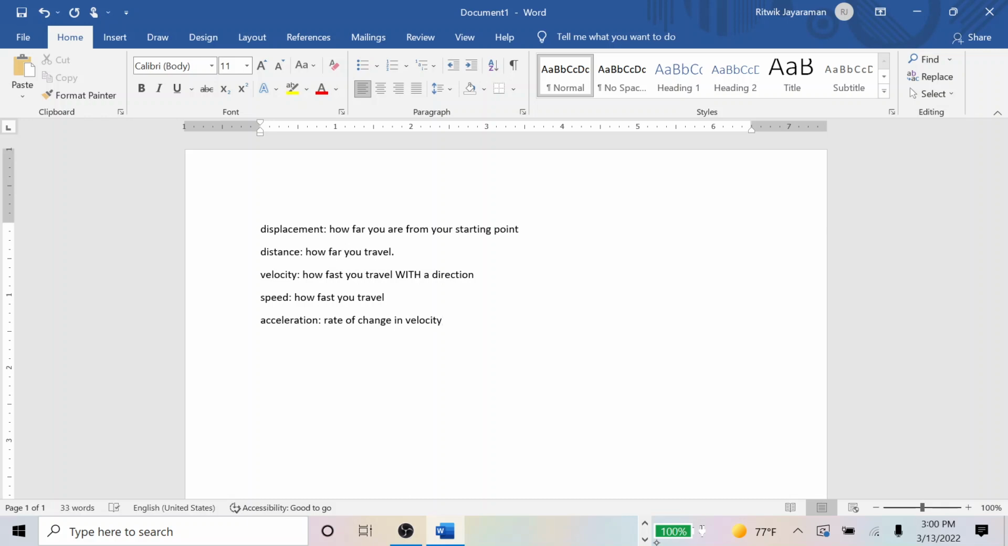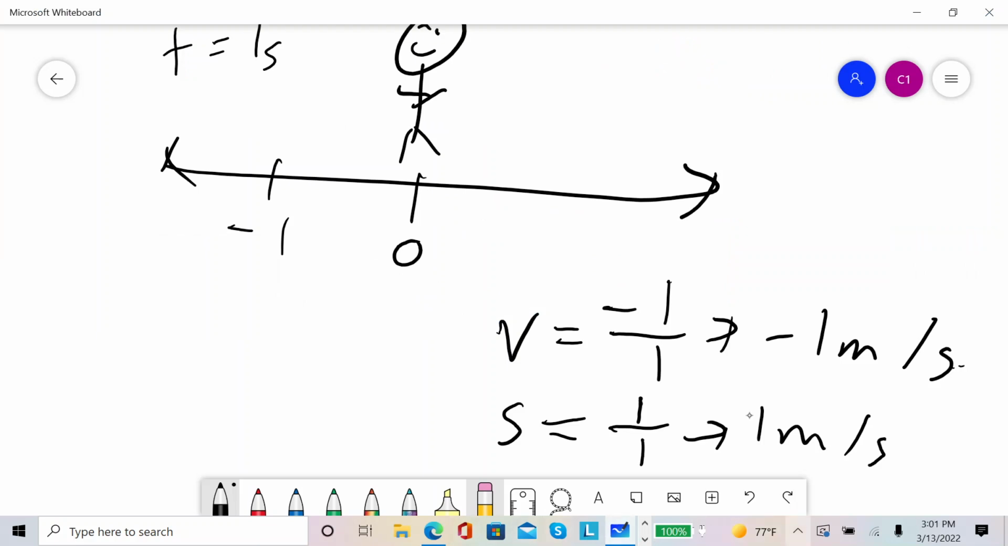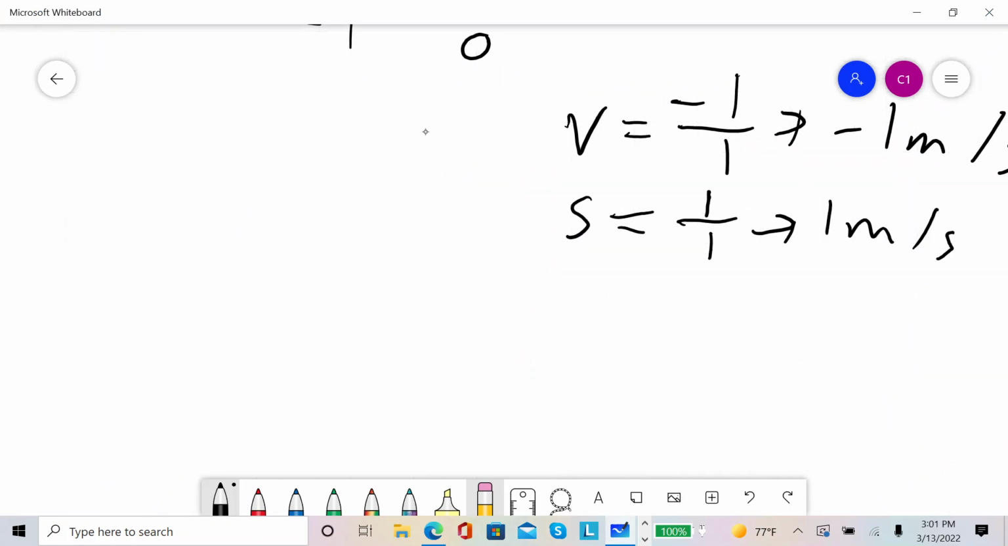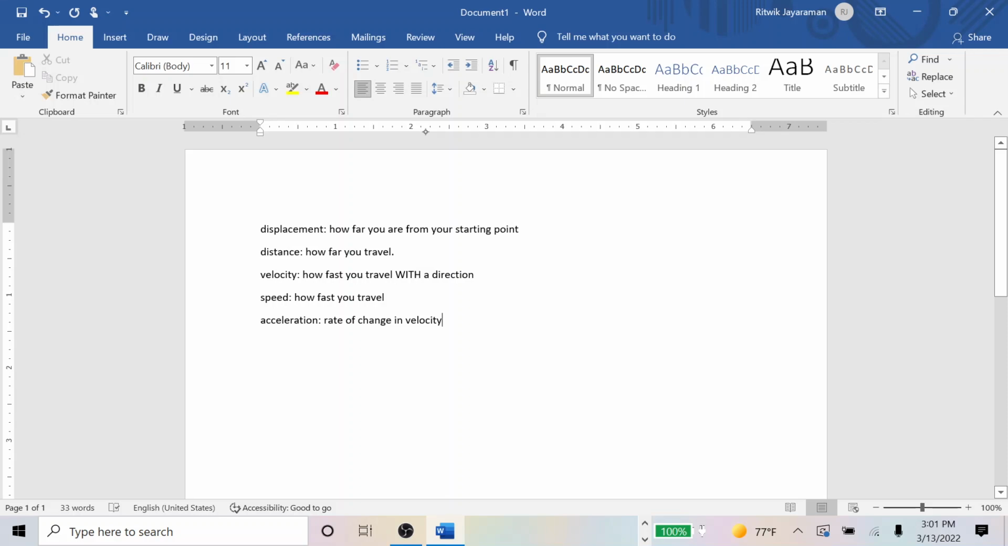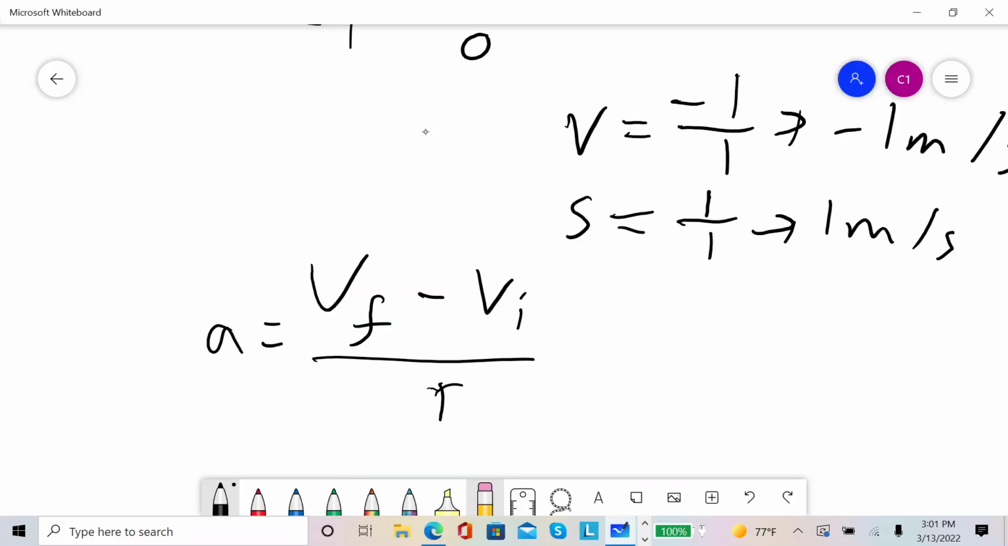Now, what I mean by this is you can think of acceleration as your final velocity. If I say a as acceleration, minus your initial velocity, over time. That's what that means. You don't really need to know this equation for these concepts, but just keep in mind that acceleration is defined as the rate of change in velocity.